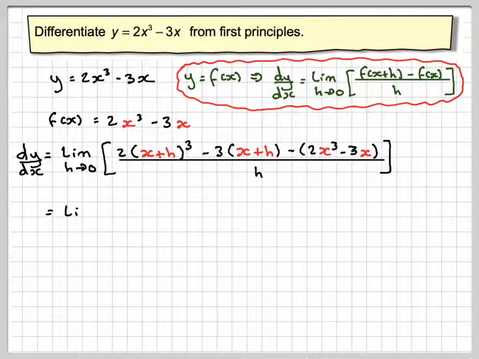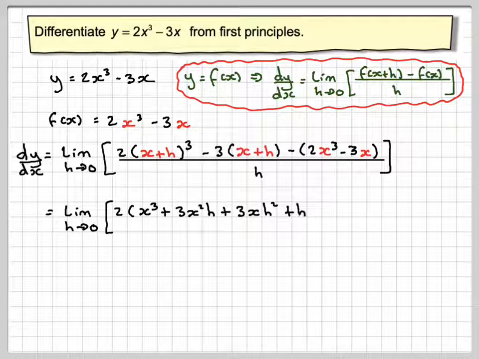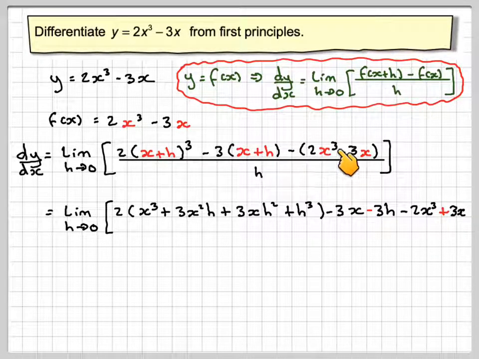Right, if we now expand this, we're going to get 2x cubed. So you need to either expand this using the binomial theorem or your knowledge of expanding cubics. Next term is 3x squared h. The following term is 3xh squared. And the final term will be h cubed. Expanding this bracket, we're going to get minus 3x minus 3h. And expanding here, we're going to get minus 2x cubed plus 3x, because a minus times a minus.